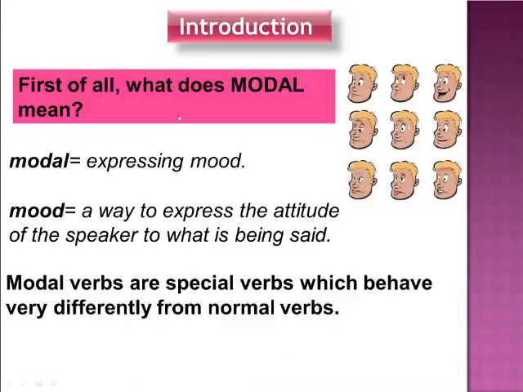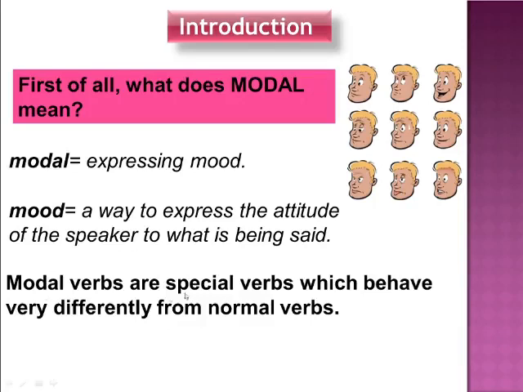First of all, what does modal mean? Modal means expressing mode. We have different types of expression in our faces. The same way, some verbs have different types of expression in their behavior. Here you look, there are 9 faces. Every face is different from one another. Mode is a way to express the attitude of the speaker to what is being said. In order to say something, we have to change the shape of our face. The same way, in a sentence, this mood is always changing. That is doing the verb, that is known as a modal verb.